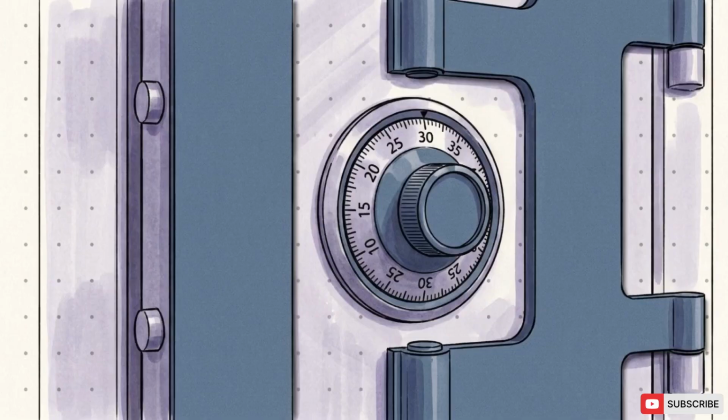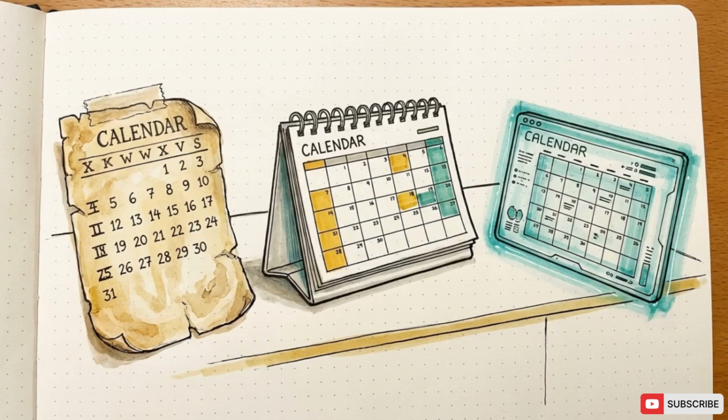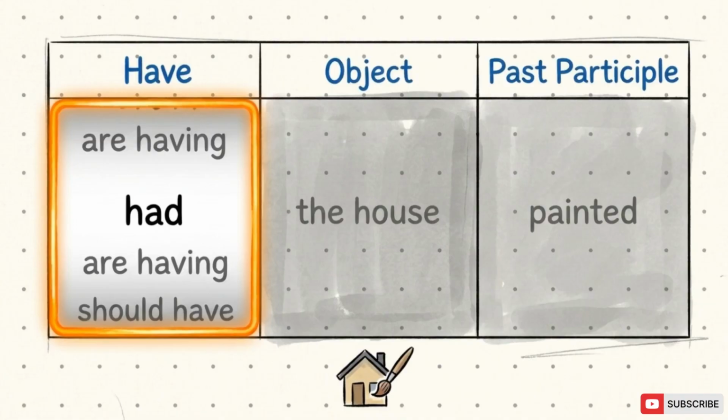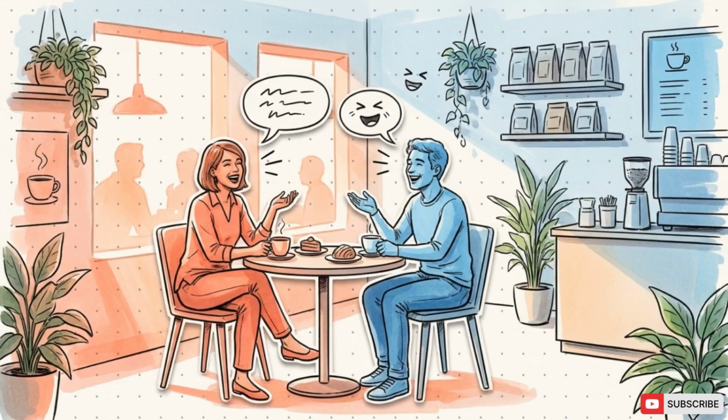So the word order is permanently locked in place, but that doesn't mean the formula is stuck in the past. It easily travels through time. Looking at this column breakdown, only the primary verb in the first column morphs to reflect past, present, or future tenses. It shifts from had to are having to should have, while the object and the past participle columns remain completely frozen.